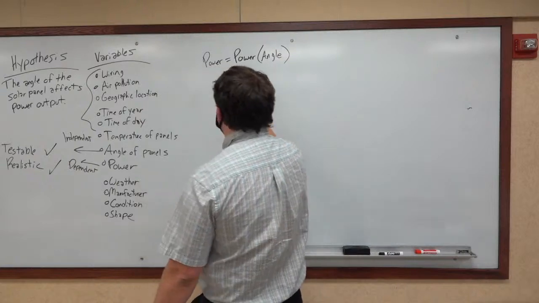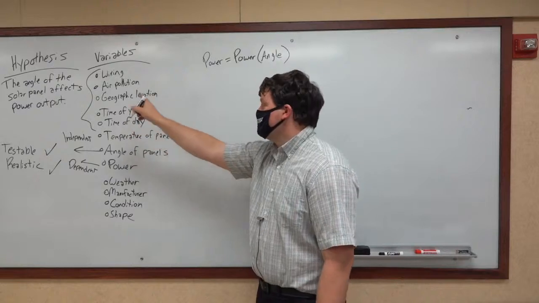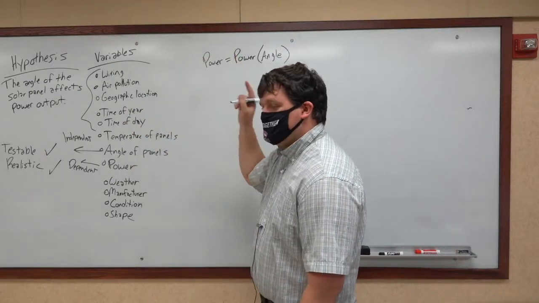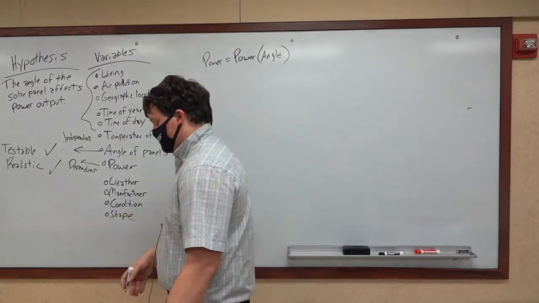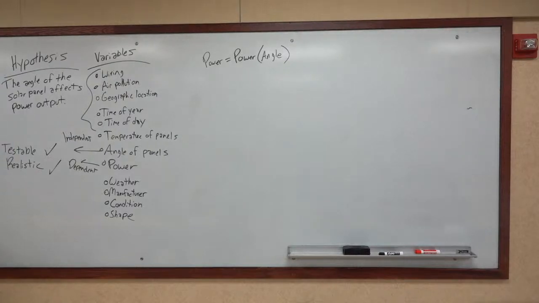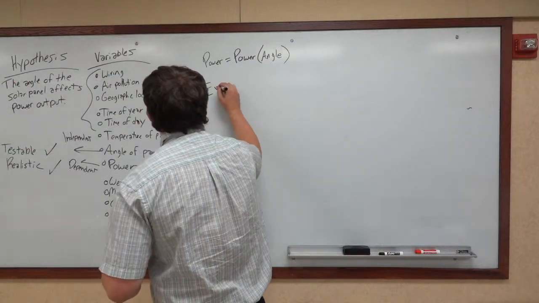Okay? We do not want to know how the power is affected by the time of day, time of year, geographic location, elevation, air pollution, wiring. We don't want to know all of those factors. All we want to change is the angle of the solar panel to find how it affects power. So what is going to be the experiment that we could run to try to determine this relationship?